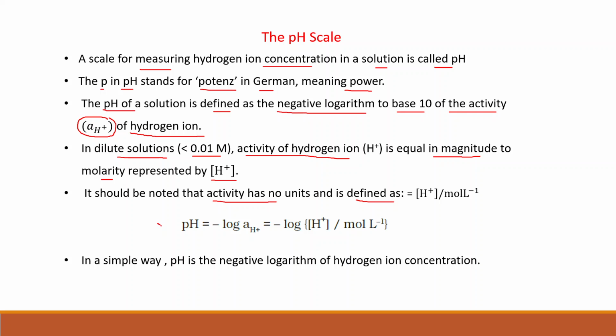Mathematically we can write pH is equal to minus log of activity of hydrogen ion, or we can write minus log of concentration of hydrogen ion per mole per liter. In the simple way we can say pH is the negative logarithm of hydrogen ion concentration.